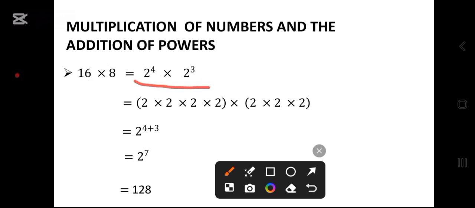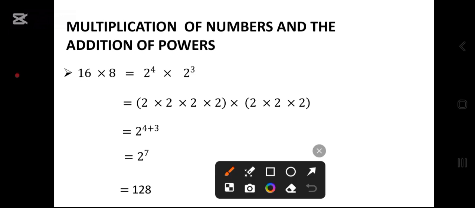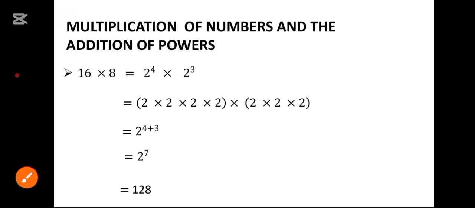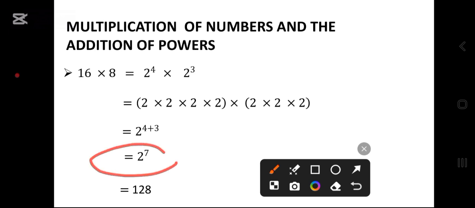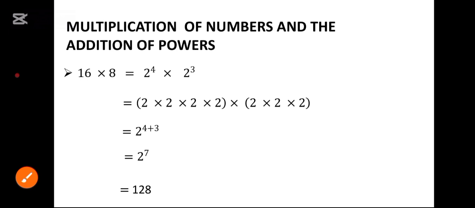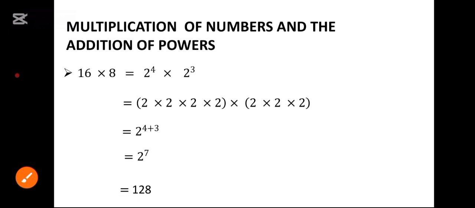We have 2 raised to the power 4, 2 raised to the power 3. The bases are the same. Since the bases are the same, the law says that we add up the powers. Which are the powers? The powers are 4 and 3. According to this law, we add up the powers. That is what we have here: 2 raised to the power 4 plus 3. We have 2 raised to the power 7. 2 raised to the power 7 will give us 128.